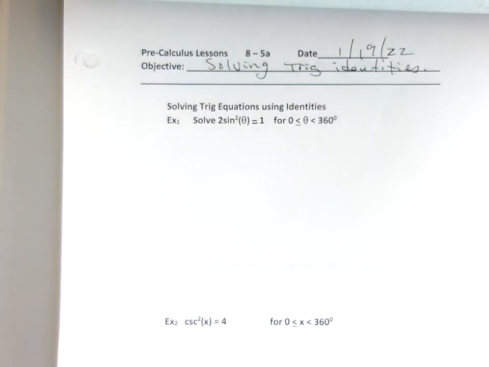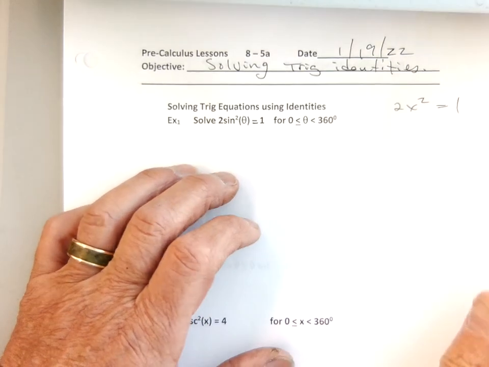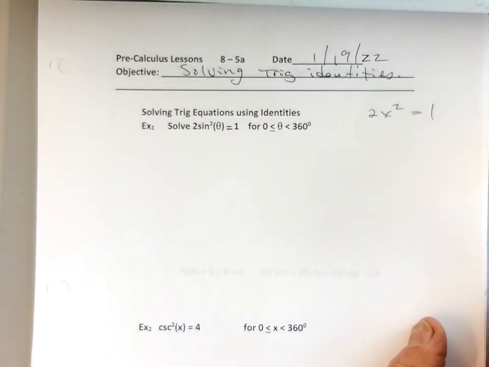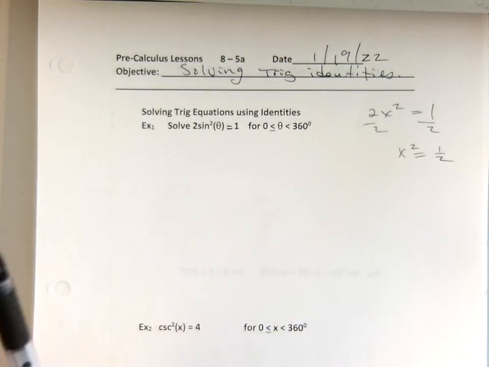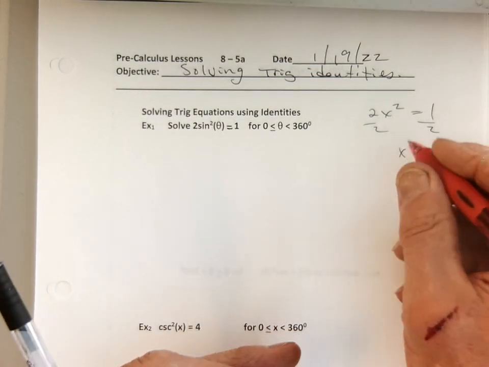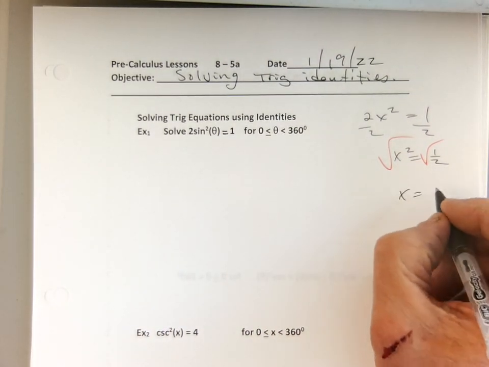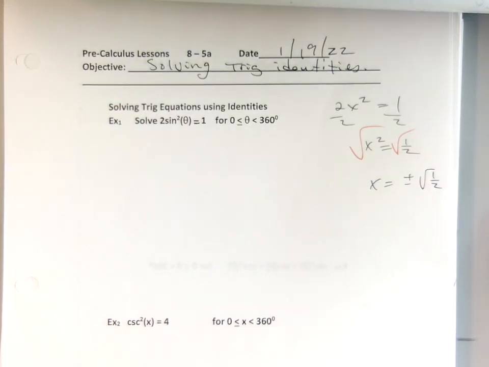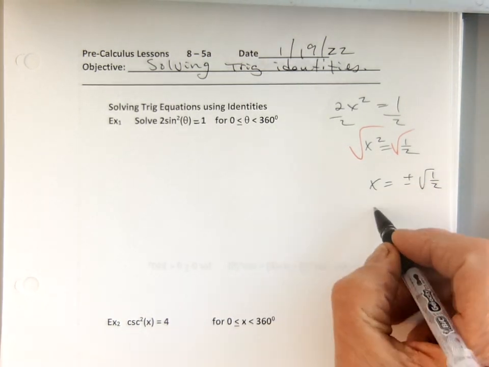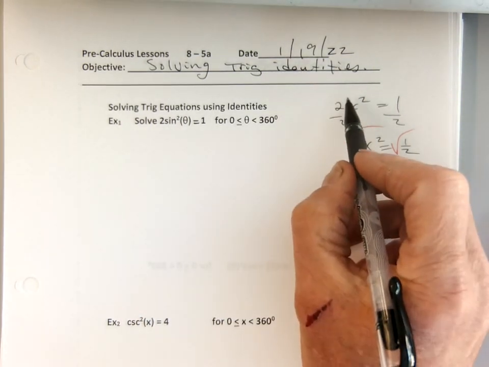Okay, so if I had 2x squared equals 1 and we had to solve for x, we would divide by 2, right? x squared equals 1/2. We would square root. But how many answers? Two. So I'd get x equals plus or minus the square root of 1/2. If we rationalize this, it's the same answer as square root of 2 over 2, right? Same answer.